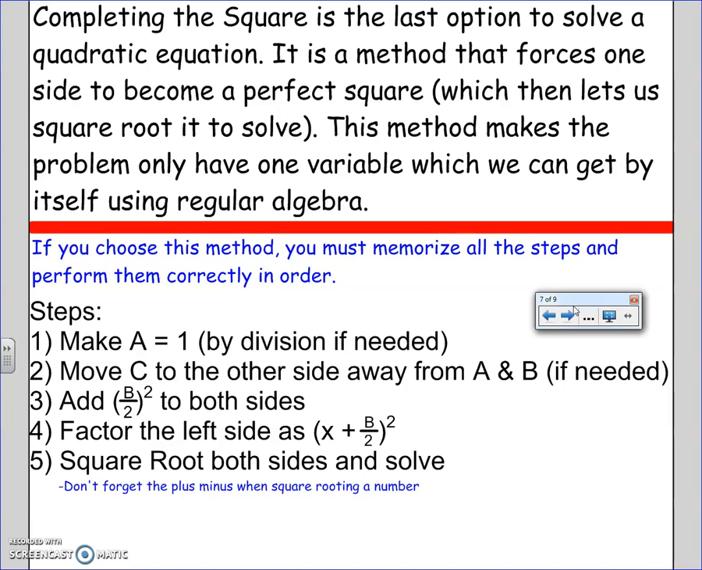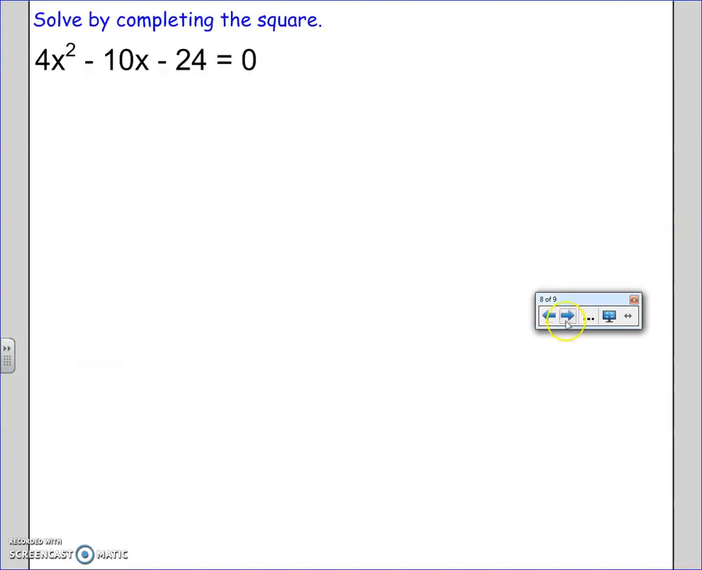But once you do that, the left side becomes factorable as (x plus b over 2) squared. You could FOIL to check. Then square root both sides and solve. Don't forget the plus or minus when square rooting a number.